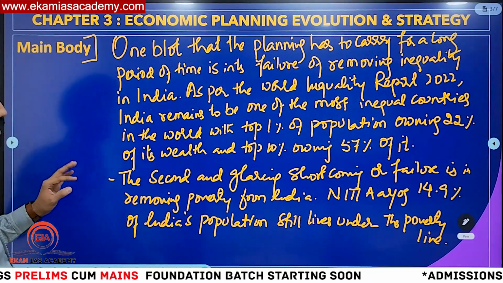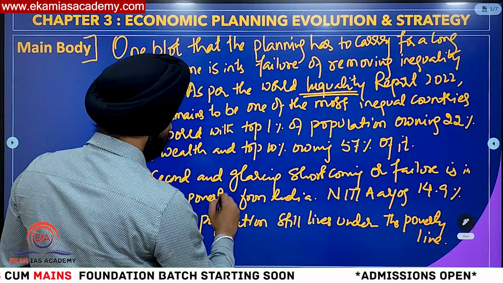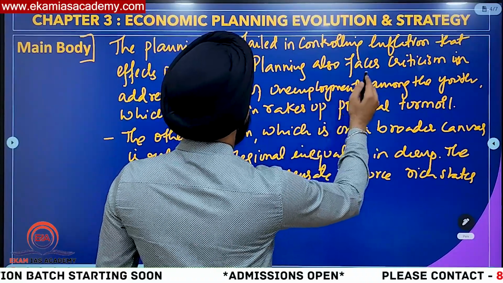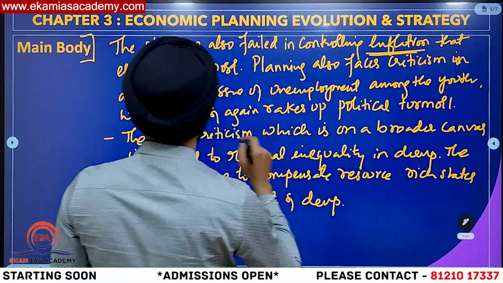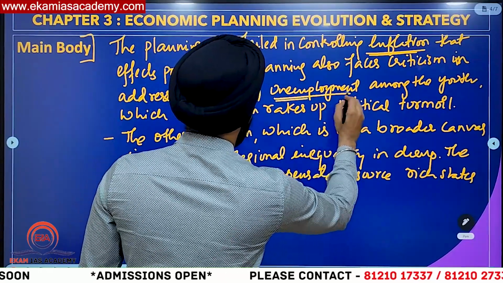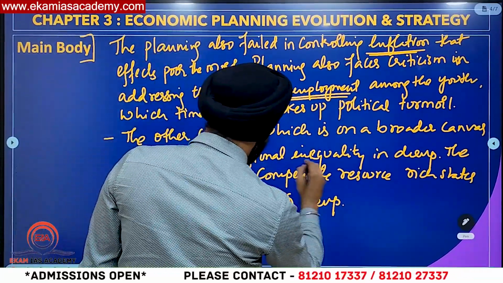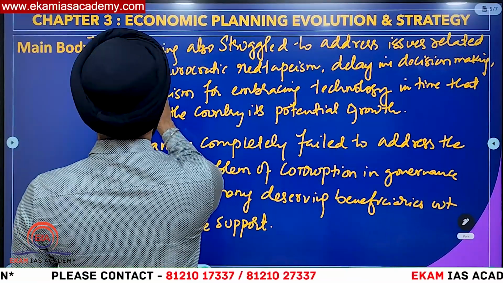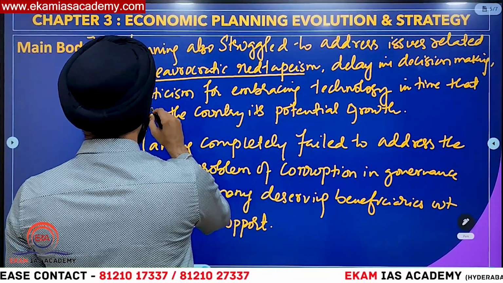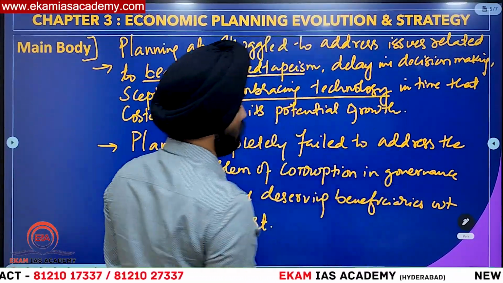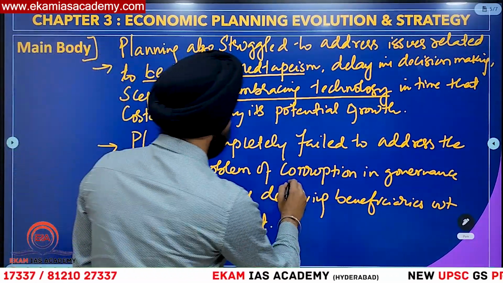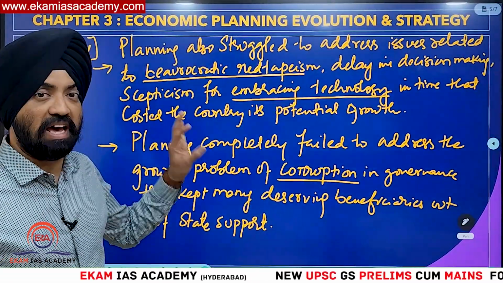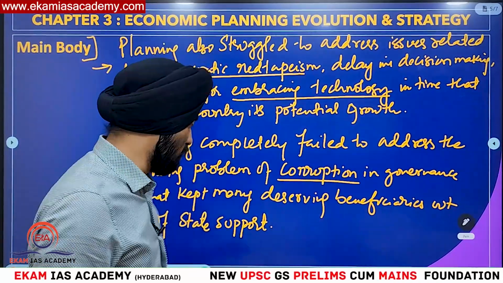What all dimensions can be? We spoke about inequality here. We spoke about removing poverty here. Then we spoke about inflation, the inability to control inflation. Then we spoke about unemployment. Then regional inequality, which is very important. Then issues related to bureaucratic red tapeism. Then delay in embracing technology. Then, very, very important, we spoke about corruption. So these are the major dimensions where planning failed to ensure growth in the country.